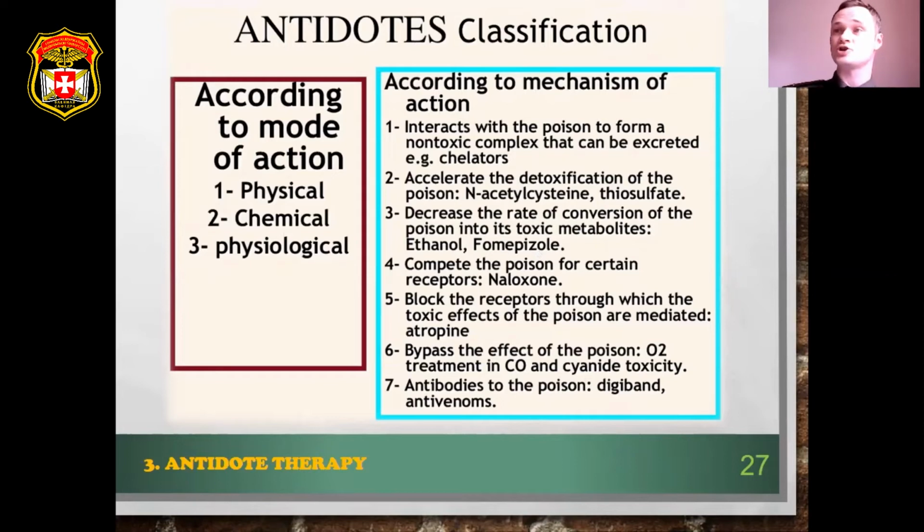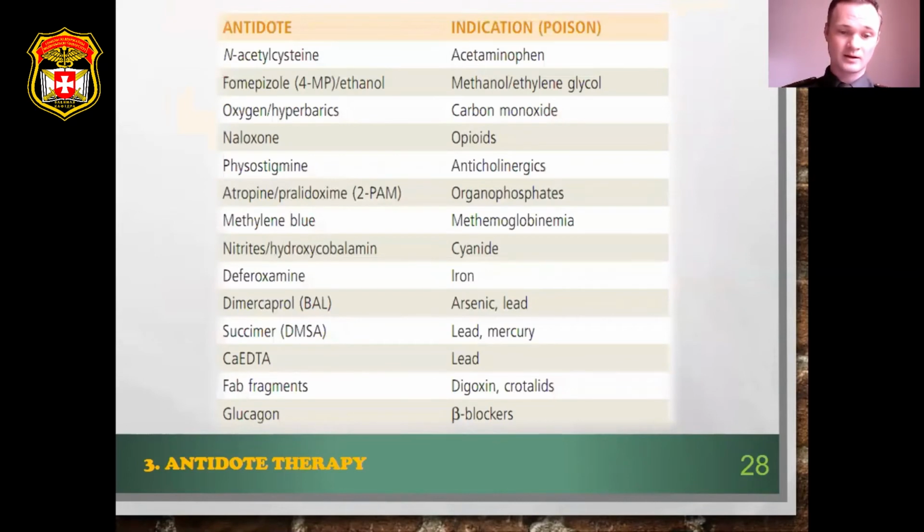Here you can see the classification of antidotes. You can see that according to mode of action, we have physical antidotes, chemical, and physiological. And according to mechanism of action, we have 7 groups of antidotes. I suggest to describe them one by one in this lecture. Here you can see the most frequent antidotes that are used in our hospitals. Let's consider them more deeply.